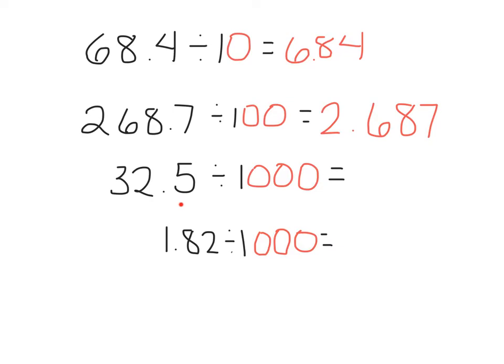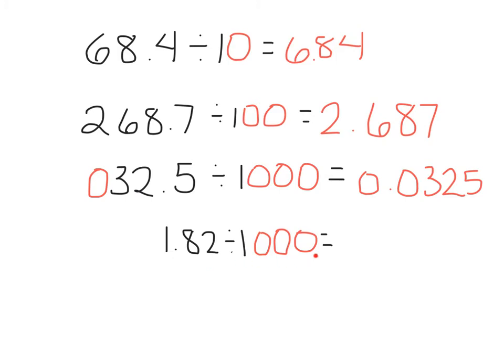Here we have 32.5 divided by 1,000. We have 3 zeros, 1, 2, 3, so we need to move this decimal point 3 places. 1, 2, 3, that's going to be out here, so we need to put a 0 placeholder here. So now we can move that 1, 2, 3. So our answer is 0.0325.